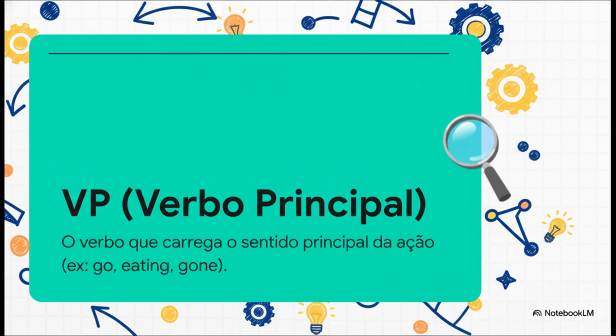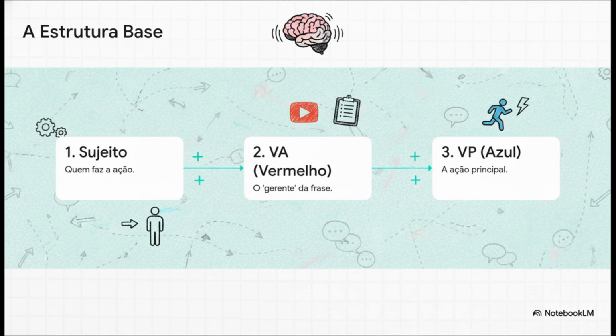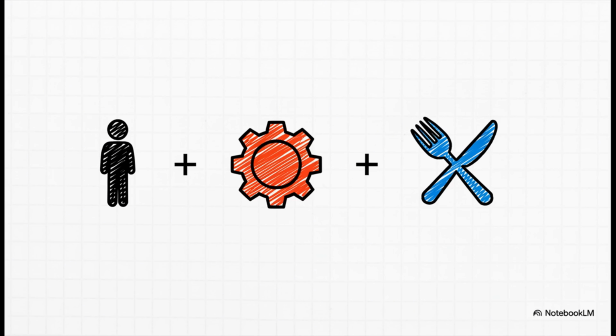The second term is the VP, the main verb. Now, if the VA is the manager, the VP is the worker who actually does the action. It carries the meaning, the main idea: to run, to eat, to study. And we're going to mark this one in blue. So, what is the secret code? It's this incredibly simple structure: subject, followed by the red auxiliary verb, and then the blue main verb. Almost every single tense in English follows this exact same order. The structure doesn't change.